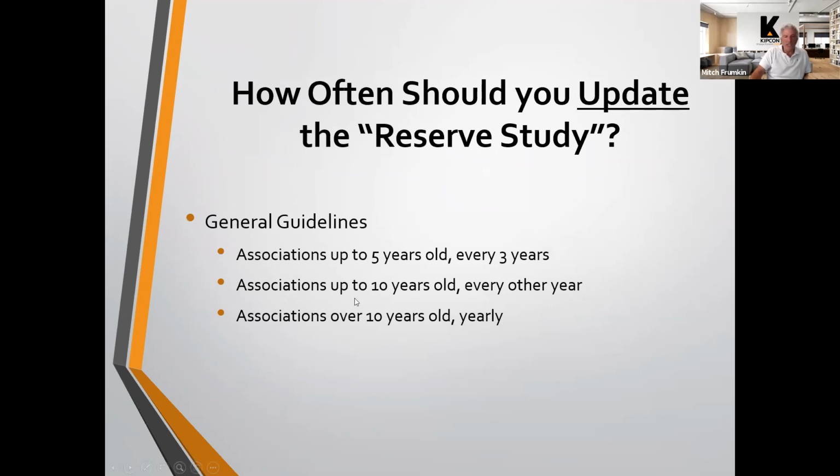So, general guidelines. Keep in mind, these are general guidelines, which means they're general and they're not guidelines. For communities that are up to 5 years old, every 3 years; associations up to 10 years, every other year; and associations over 10 years old, some of them update it every year. Now, the question is, what type of update do they do, which I'll talk about in a second, but these are just some general guidelines. In the other webinar I have a flow chart that says, look at this, this, this, and this, and it will help you determine how often to update it and what type of study to update it with.